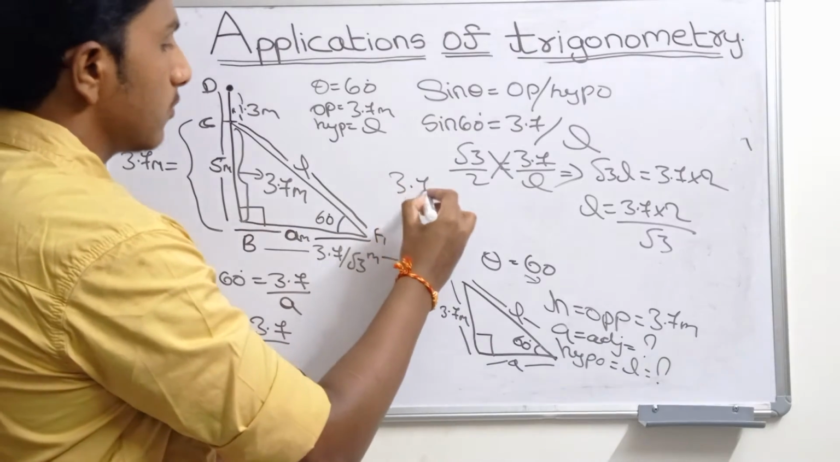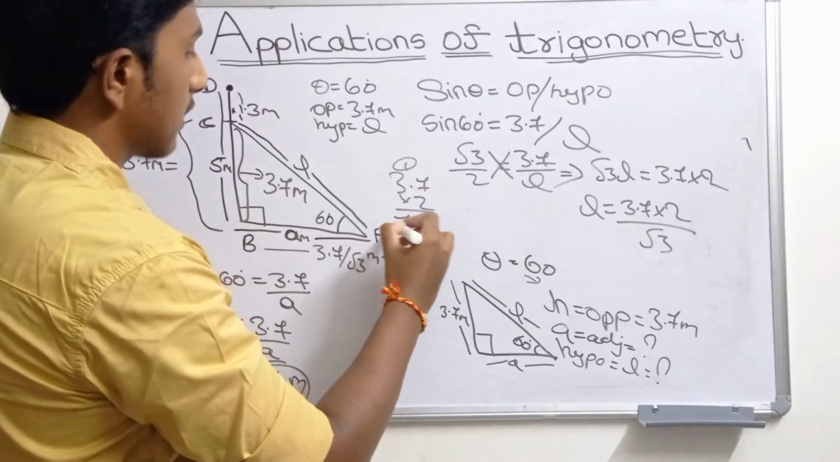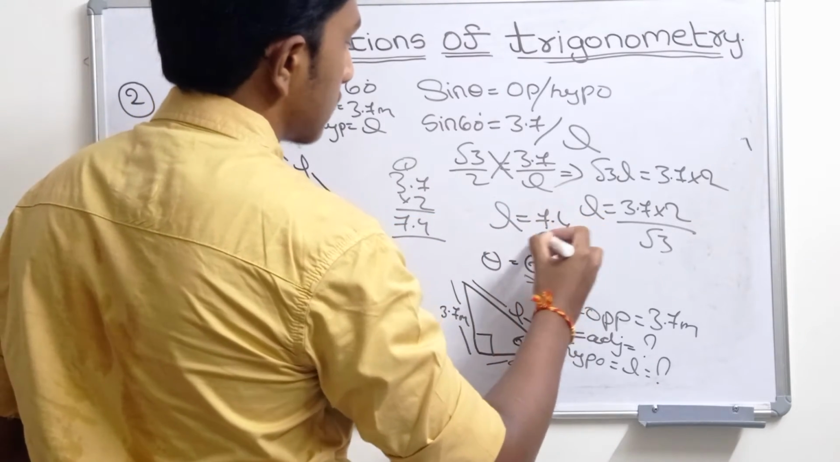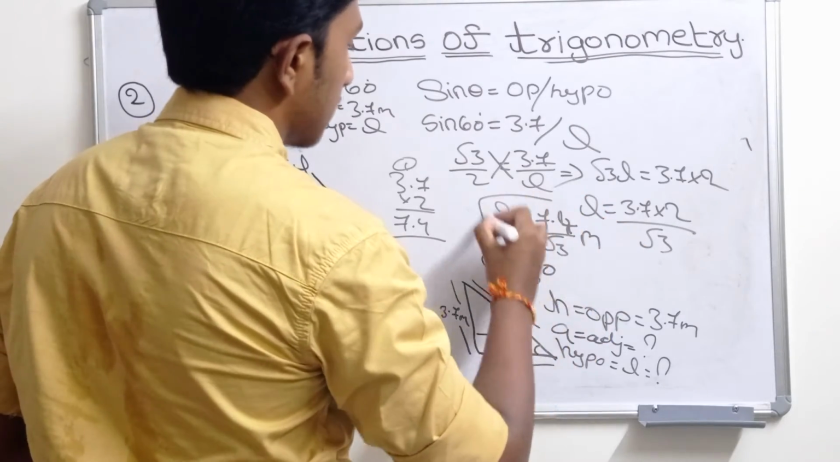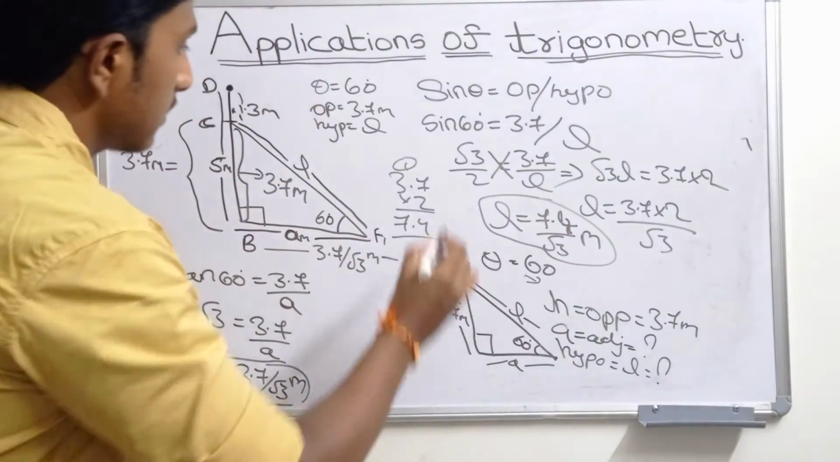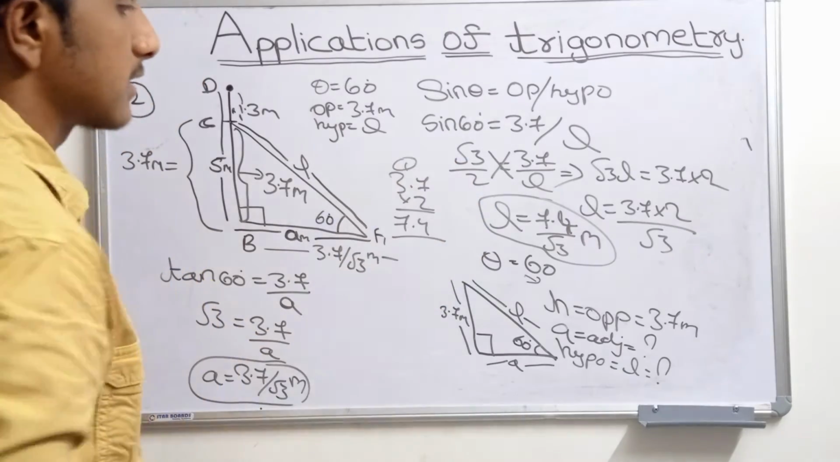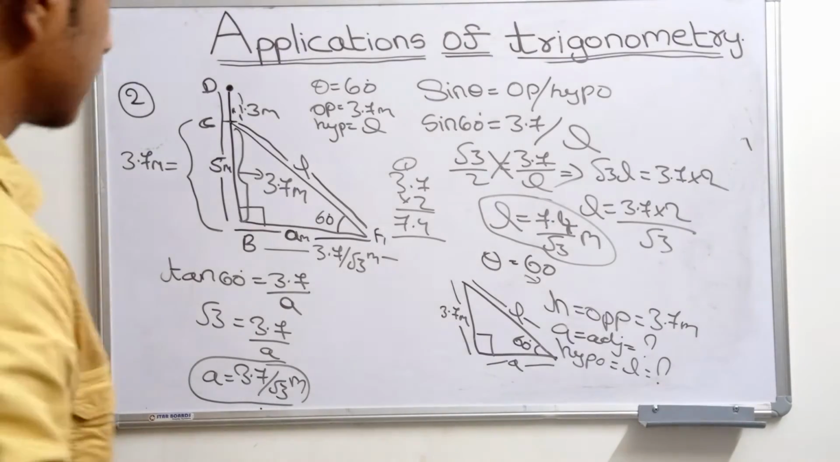3.7 into 2 means 2 sevens are 14, 2 threes are 6, 7, 7.4. Length of the ladder is equal to 7.4 by root 3 meters. Guys, am I correct with the multiplication? 3.7 into 2, 2 sevens are 14, 2 threes are 6, 7. Yes, guys, it's perfectly correct.